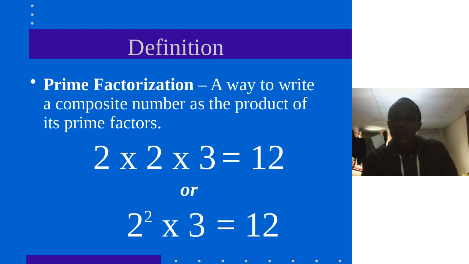Let's look at prime factorization. What is prime factorization? It is a way to write a composite number as the product of its prime factors. For instance, 12: you can use the factors 2 multiplied by 2 and then multiplied by 3. So 2 times 2 is 4, and 4 multiplied by 3 gives 12. Hope it's understood.